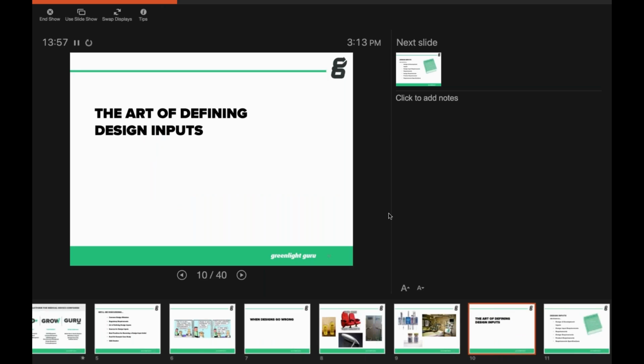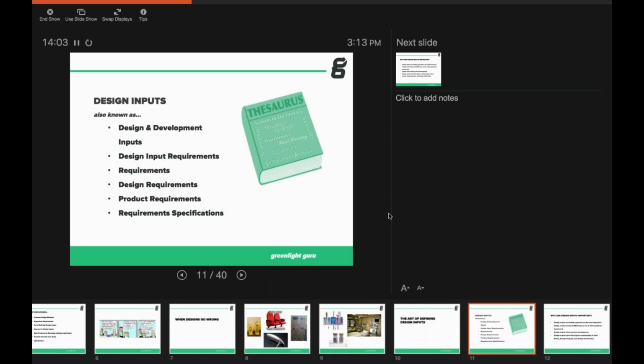As I mentioned, there's a little bit of art to this. And the little bit of art goes into really trying to understand what is going to be included in this product, who's going to use it, and those sorts of things.